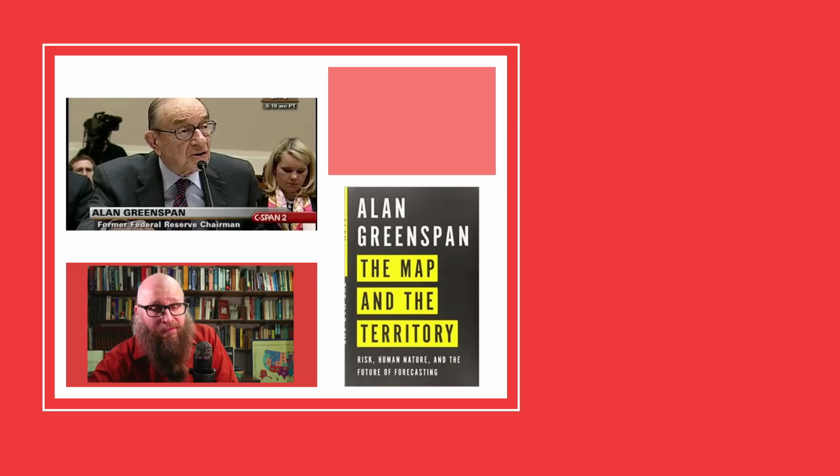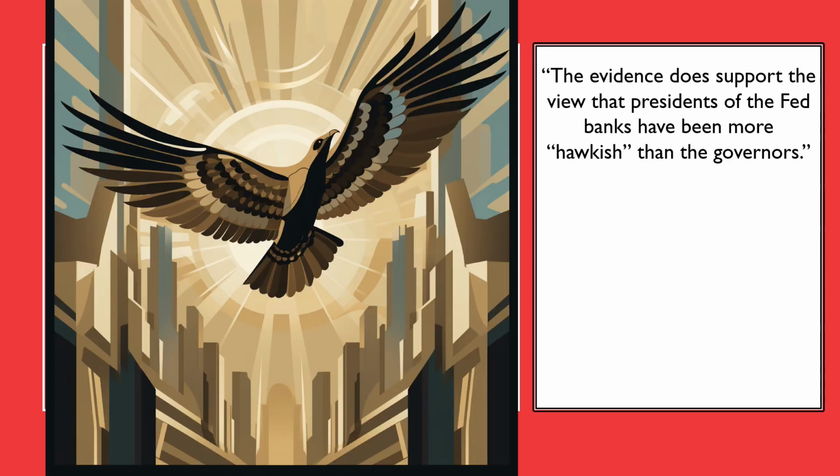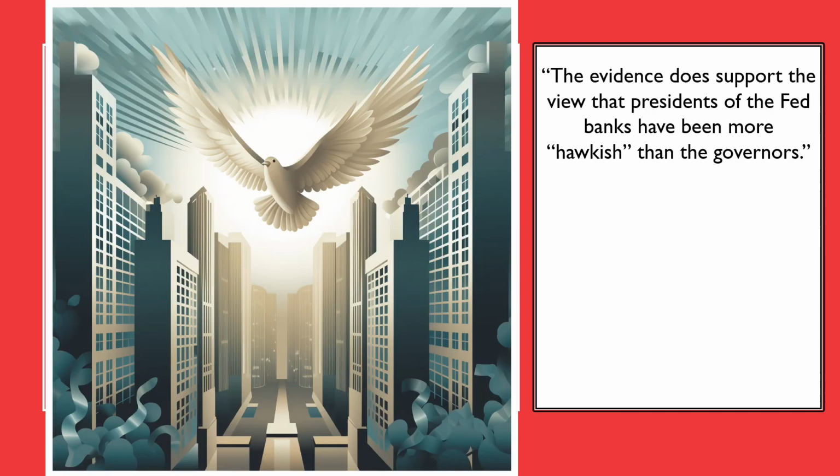Alan Greenspan made the following two observations. Number one, the evidence does support the view that presidents of the Fed banks, that's the regional Fed banks, have been more hawkish than the governors. So to remind ourselves, the presidents of the regional banks are internally appointed. They're not part of the direct political process from Congress. Hawkish in this sense means that they are more willing to raise rates and fight inflation. The opposite of that is to be a dove. More dovish central bankers are found among the governors.